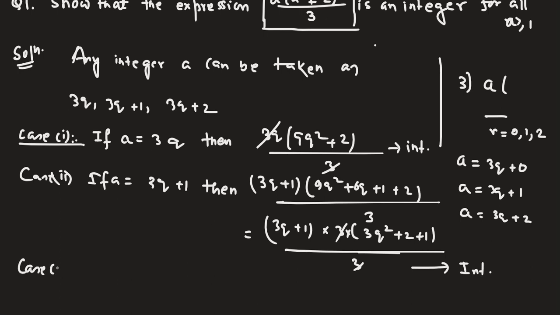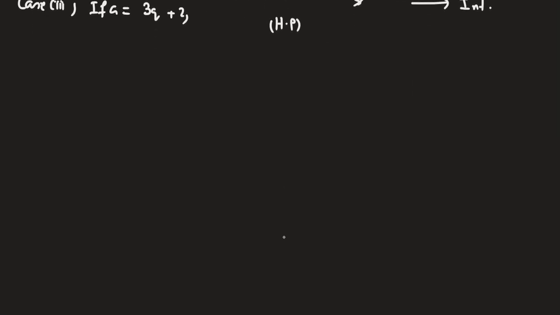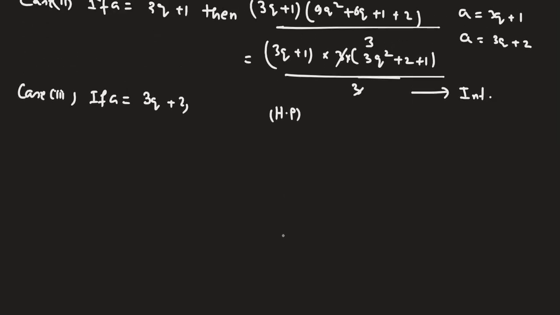Similarly, case 3 you can try at home. If a is equal to 3q plus 2, then again you get that this expression is an integer. So now this completes our proof, hence proved. For all a, it is an integer. So case 2 is the homework. Try to solve it at home.